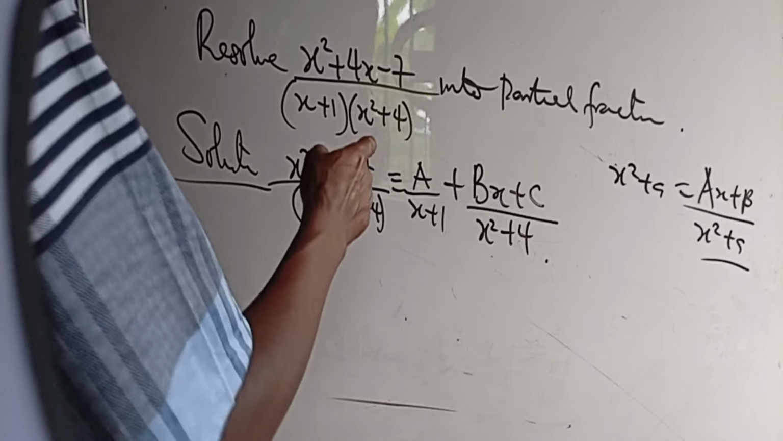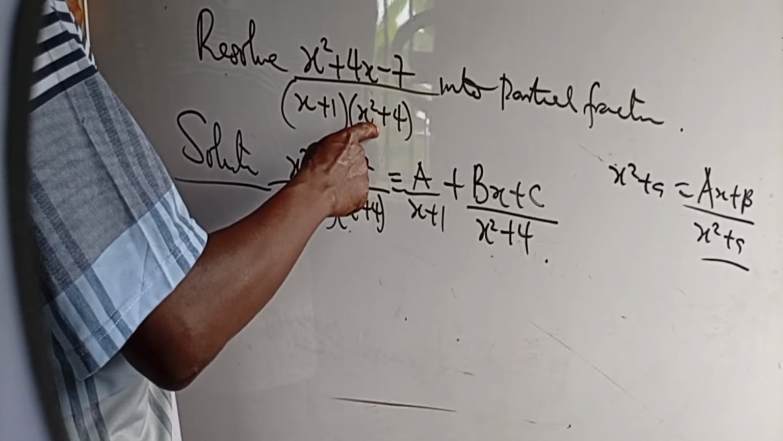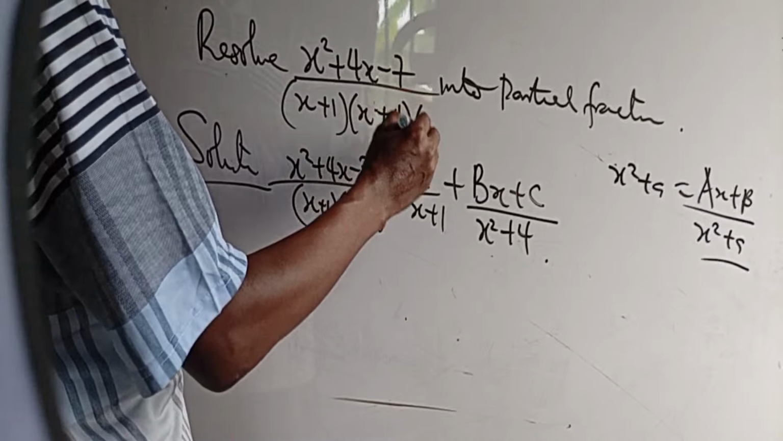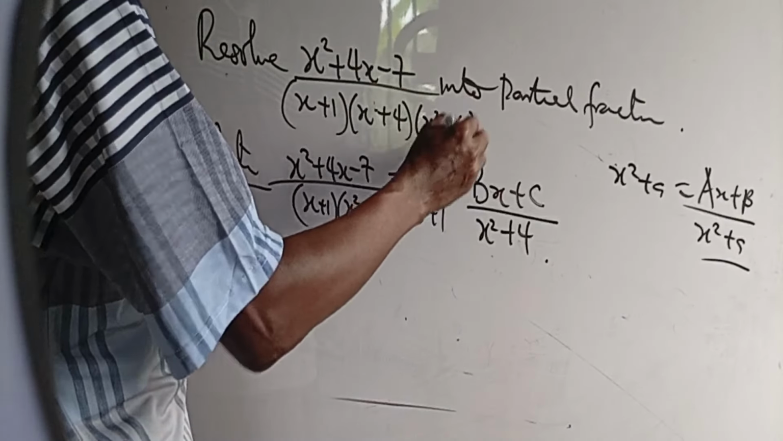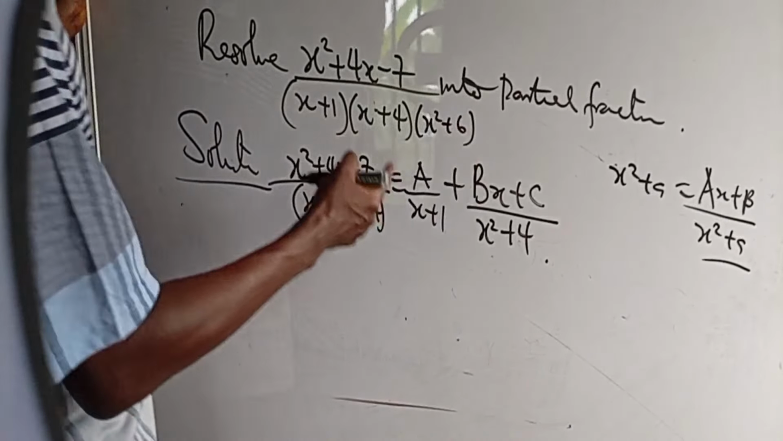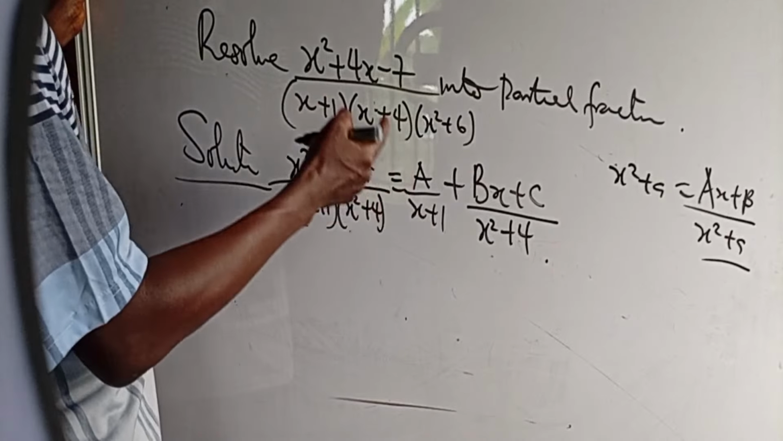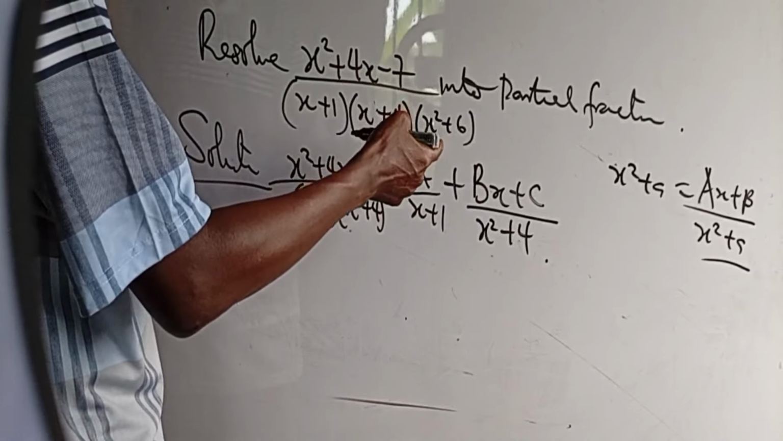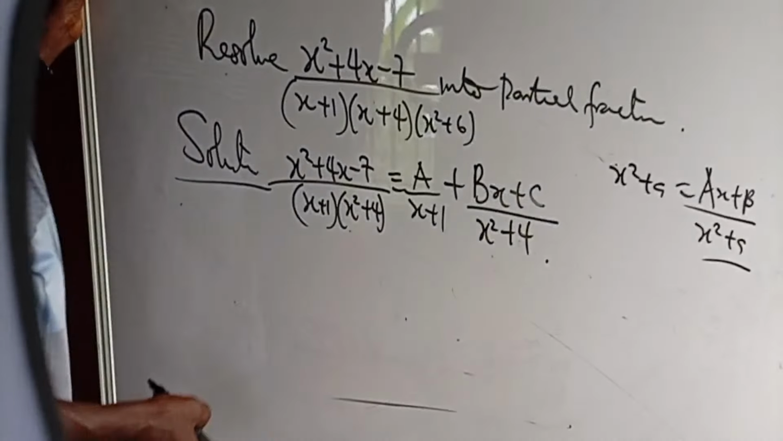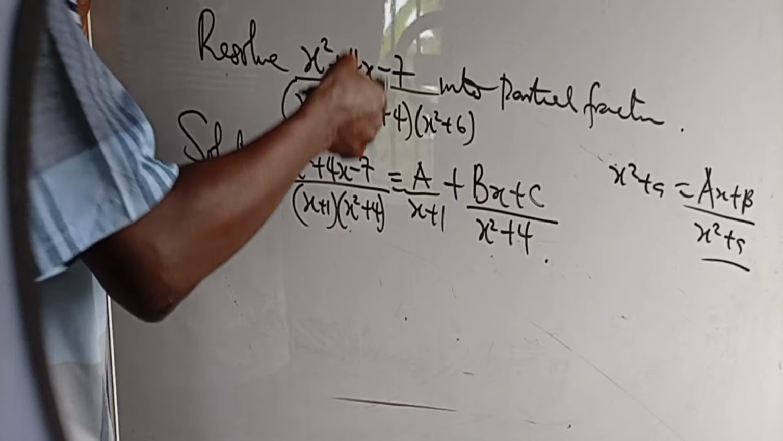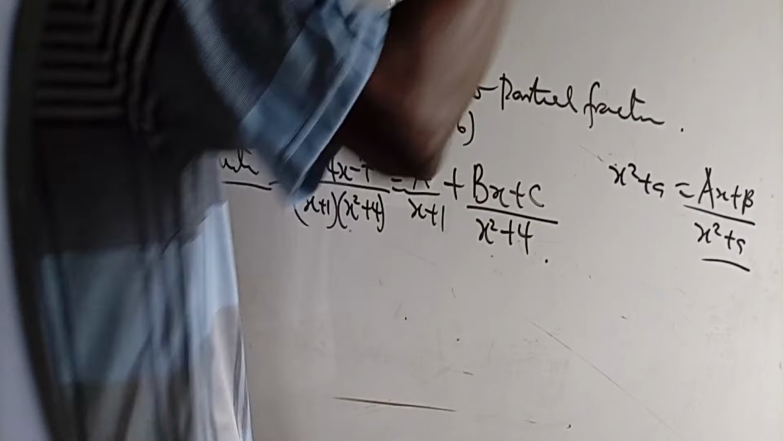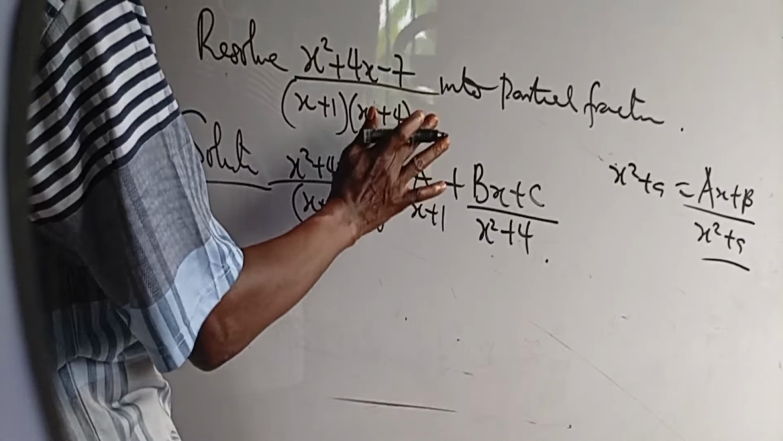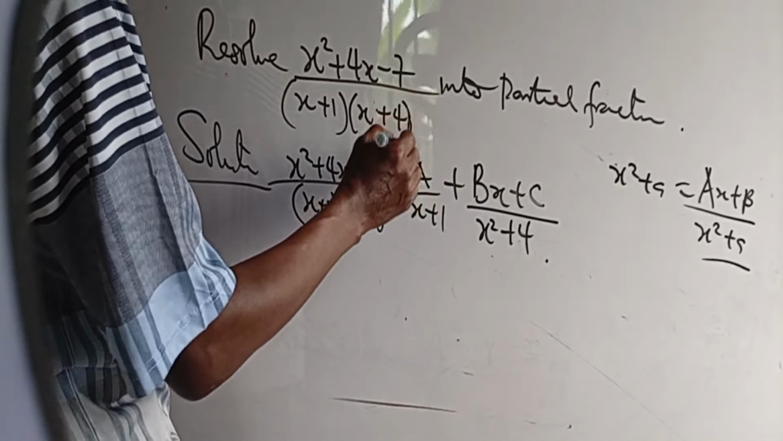Suppose we have another linear factor here, say x plus 4, and we have x squared plus 6 here. So after a over x plus 1, this one will be b over x plus 4. This one will not be bx plus c, because you have used a for this and b for this, the next one will now be cx plus d. That's how it will go. It's just an assumption. So let's go back to our question.